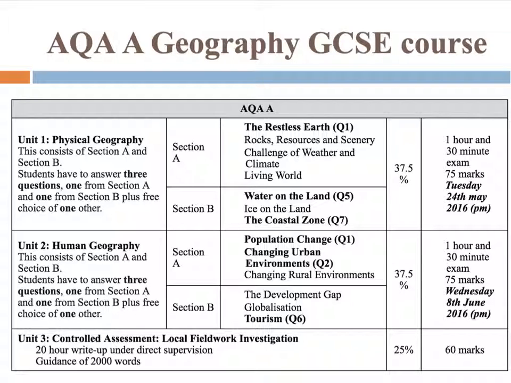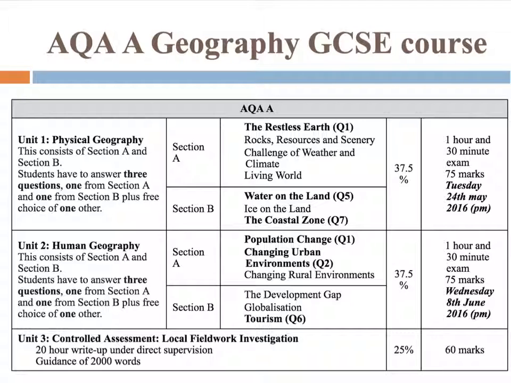The second exam is Unit 2, and this is Human Geography. This will take place after half term on Wednesday the 8th of June 2016, and again it's an afternoon exam. It will also be 1 hour and 30 minutes long, and it contributes 37.5% of the overall GCSE.